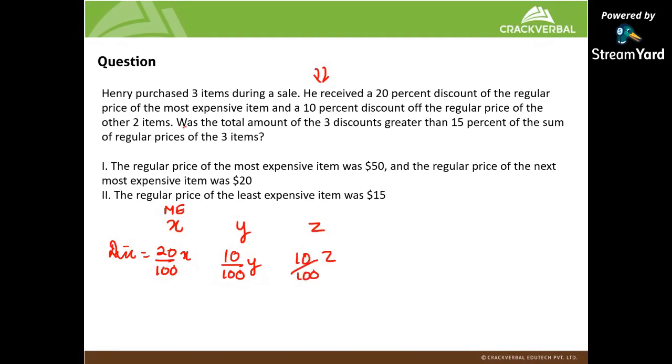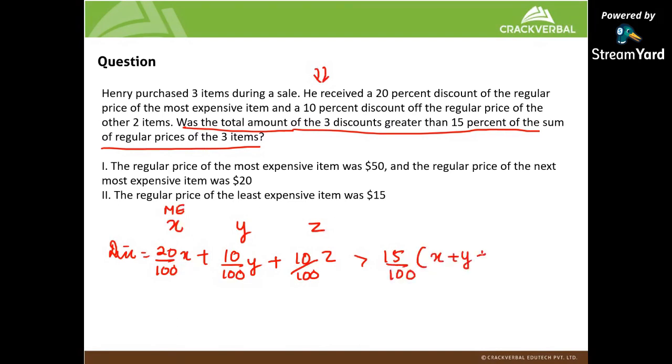And the question says, was the total discount greater than 15% of the sum of the regular prices of the three items? So this total, is this greater than 15% of the sum of the regular prices of the three items? That is what I want. See, this is my equation that I've broken down by looking at the question stem. But you see, I'm not going to set this up and jump into the statements very quickly. Where I see a possibility to simplify, I will take that possibility.